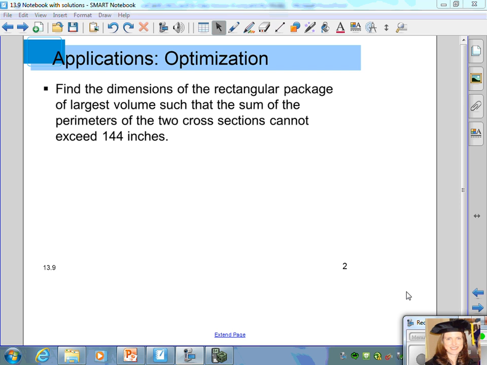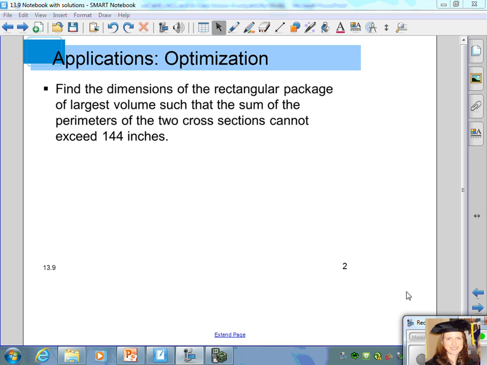This is like a typical packing problem. If you go to the post office, there are restrictions on the dimensions of the packages that you can send. So in this case, we want to find the largest volume so that the sum of the two perimeters of the cross sections cannot exceed 144.